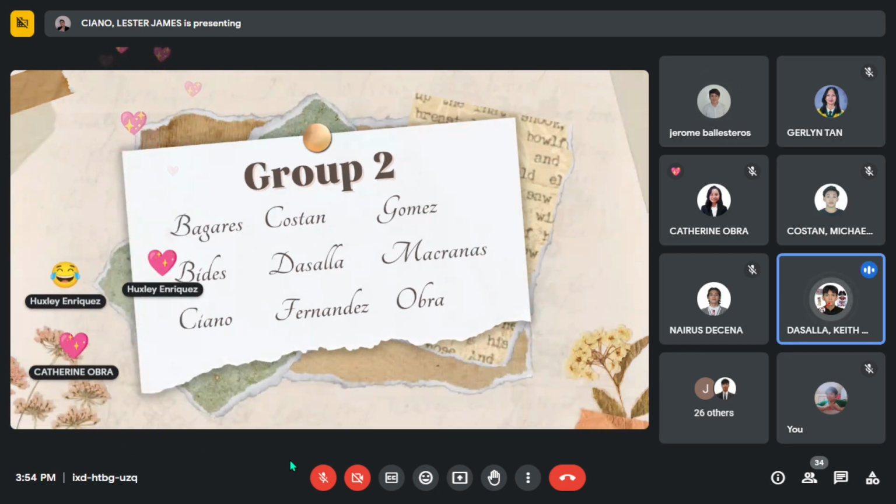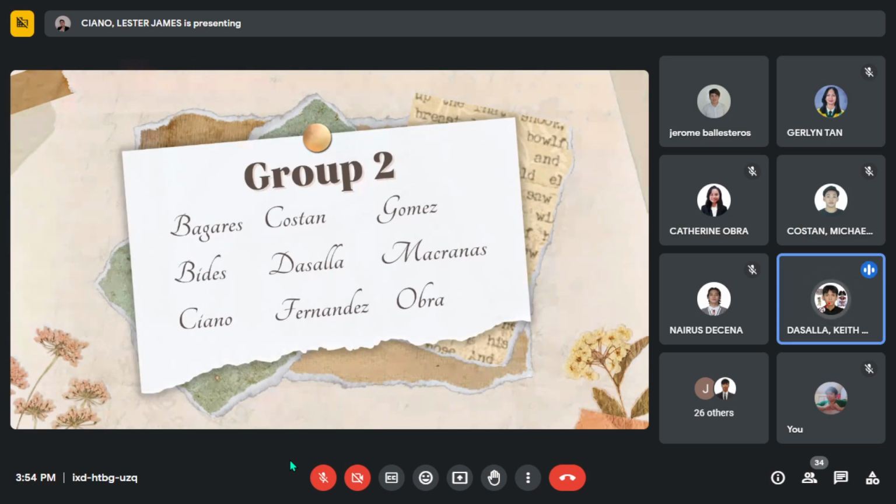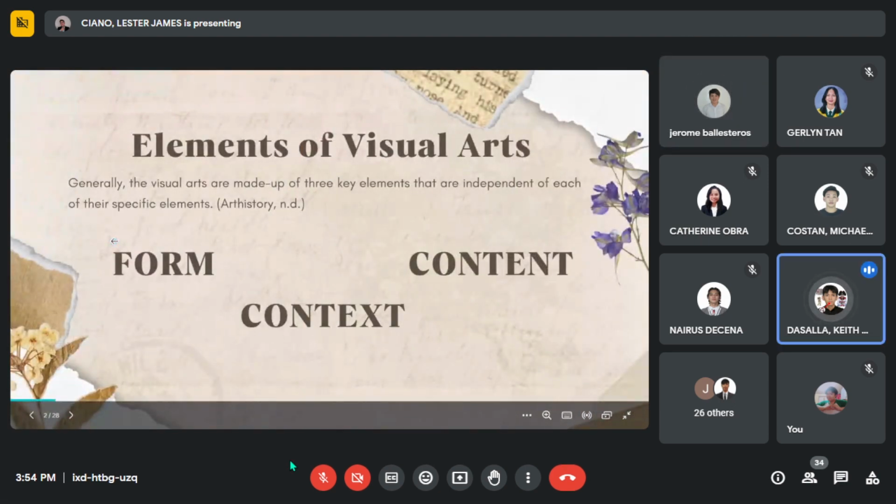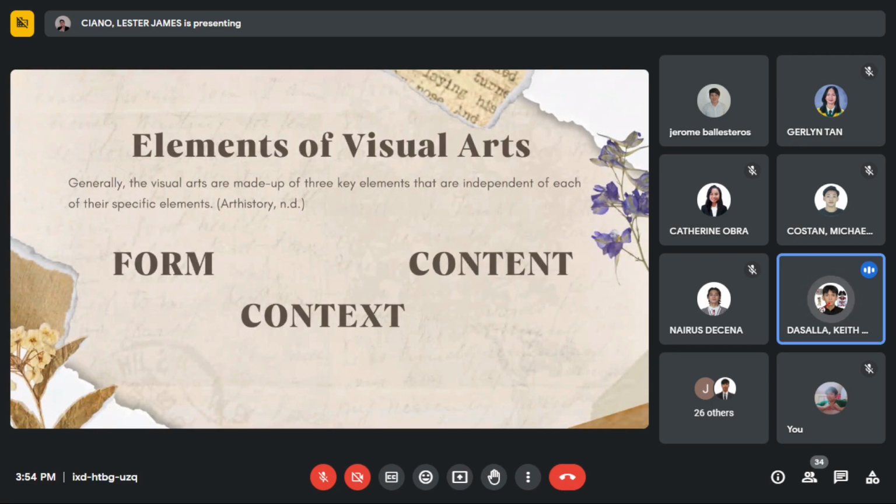We will be discussing about visual art, its rules, elements, and principles, which are the factors in creating the visual art. Now, let's discuss the elements of visual art. Next slide, please. According to art history, there are 3 key elements that are dependent of each and their specific elements, which are form, content, and context. So, nakikita nyo sa slide, ito yung tatlong elements of visual art, which is very important sa paggawa ng isang visual art. Next slide po.